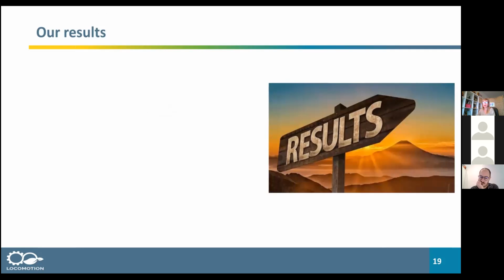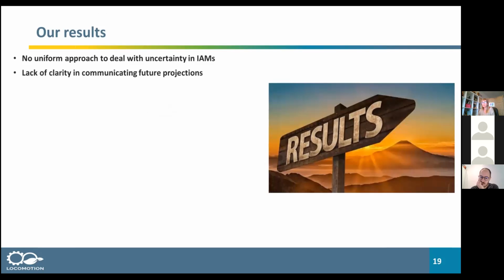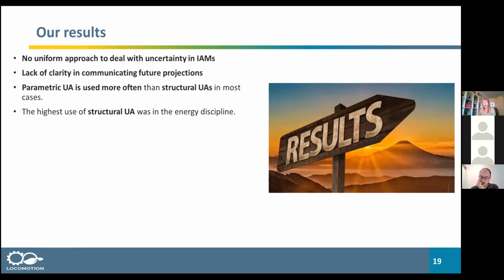So some conclusions on our results: we didn't find any uniform approach to deal with uncertainty in integrated assessment models. We could at least categorize different methods. We found a lack of clarity in communicating future projections in general in those studies. It was not always clear how uncertainty was dealt with, and we had to spend time coming back to the papers. Parametric uncertainty analysis is used more often than structural uncertainty analysis. The highest use of structural uncertainty analysis was in the energy discipline, as we just discussed.